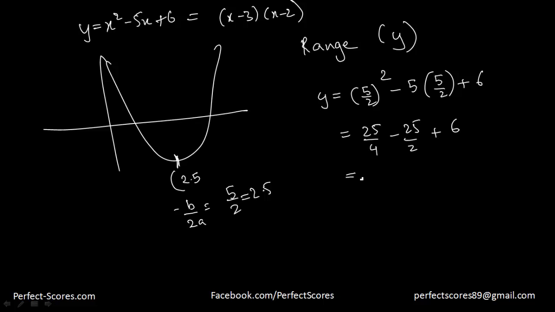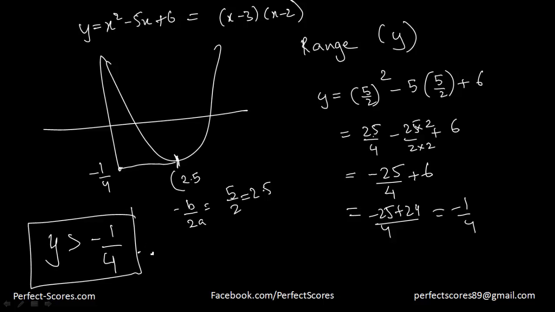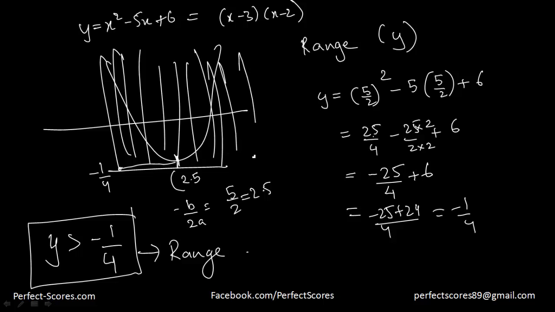So this is going to be equal to, if you multiply this by 2, you multiply this by 2, so 25 minus 50 is minus 25 by 4 plus 6, that is minus 25 plus 24 over 4, that is minus 1 over 4. So here the y value is actually equal to minus 1 over 4. That means you can say that y will always stay greater than minus 1 over 4. This is the range of this function, that y value will always remain greater than minus 1 over 4.